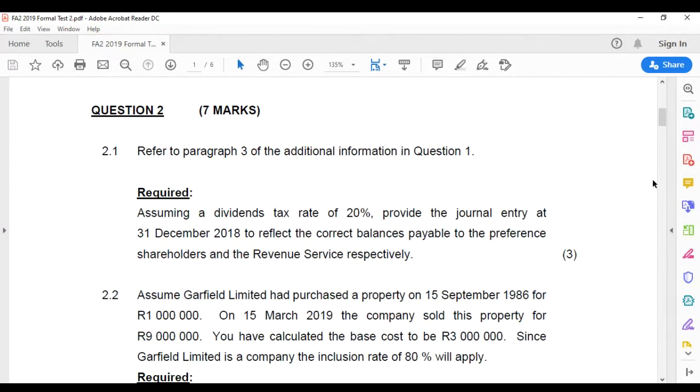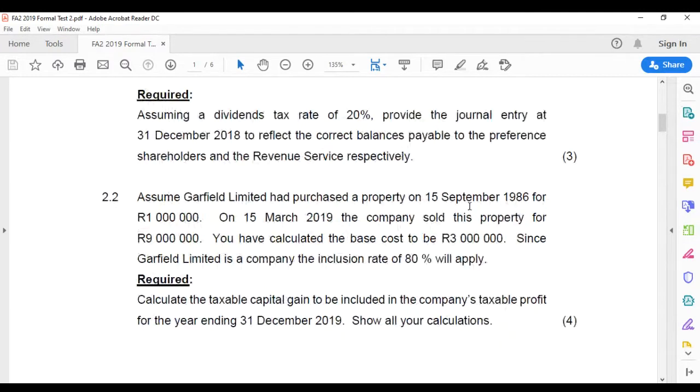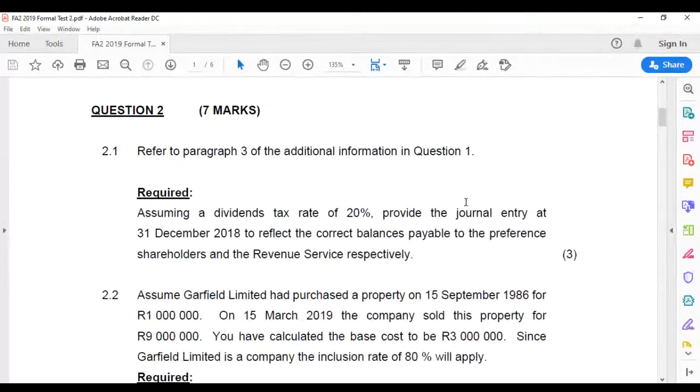So we are going to look at question 2, which counts for 7 marks, and a little bit later we're also going to look at question 3, which deals with the income tax part. This question 2 deals with dividends tax and capital gains tax. So in question 2, they say refer to paragraph 3 of the additional information in question 1, and then what is required of us: assuming a dividends tax rate of 20%, provide the journal entry at the 31st of December 2018 to reflect the correct balances payable to the preference shareholders and the revenue service respectively.